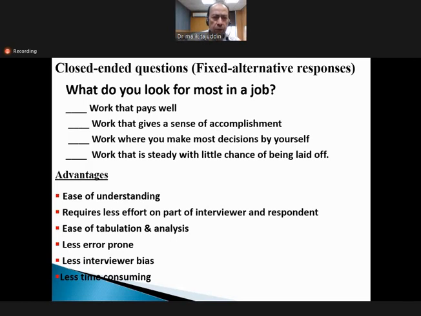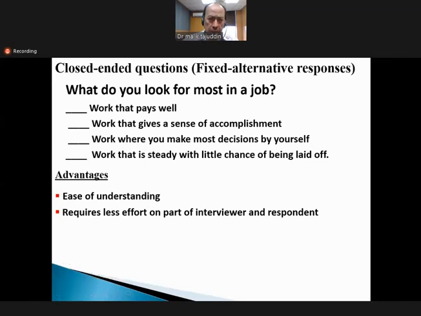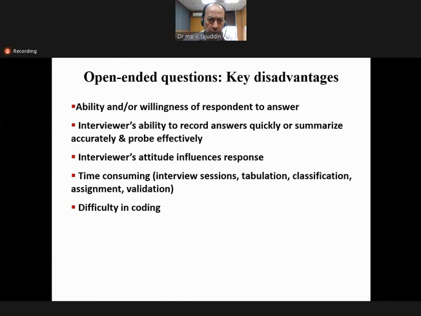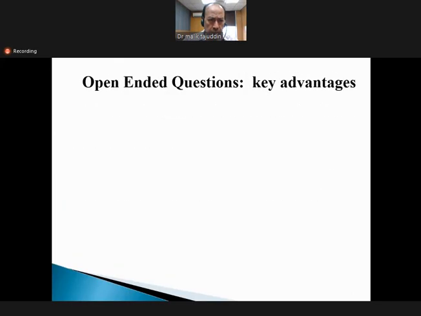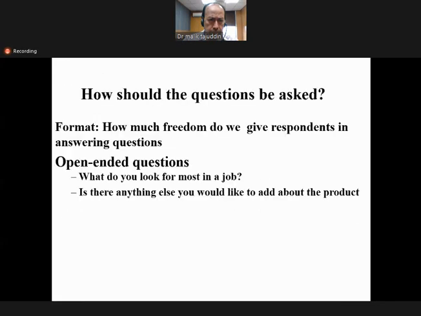And what do you look for the most in a job? Okay, now see, in the open-ended question, this was a different type of question. If you remember, What do you look for most in a job? Okay, this was just open-ended, and we were waiting for the respondent to give the answer of his own thinking.